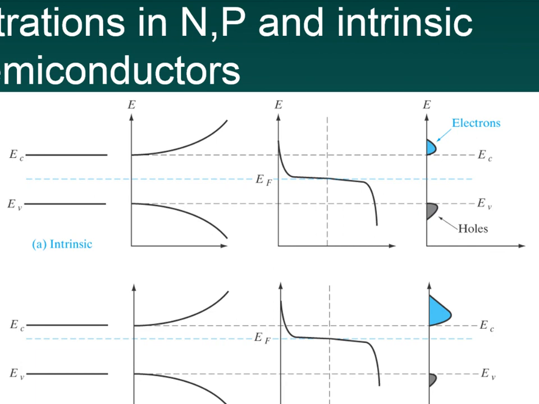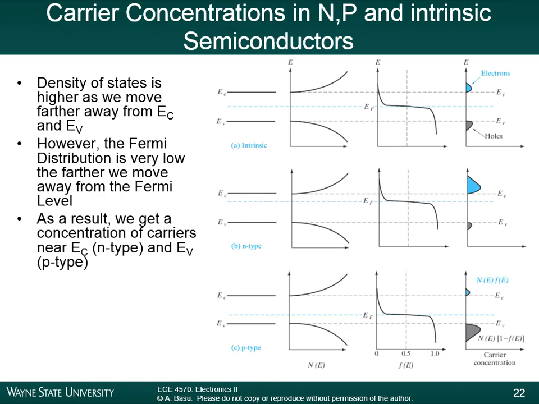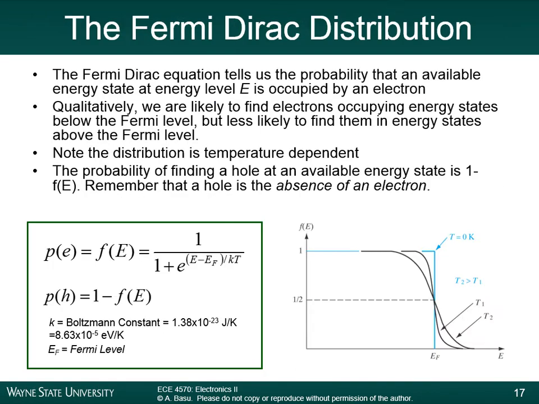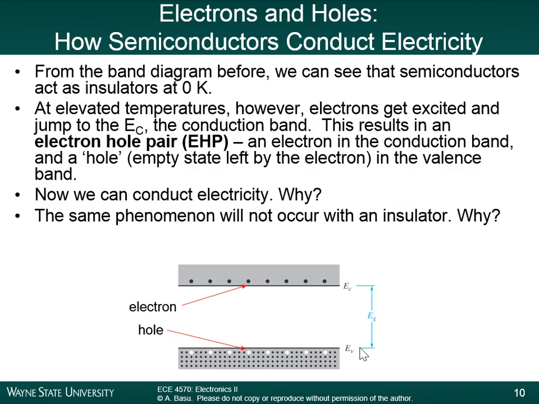So when we draw our energy band diagrams, you notice that this is the way we drew them. We drew the electrons at the edge of the conduction band. We drew the holes at the edge of the valence band. This is why we do that.